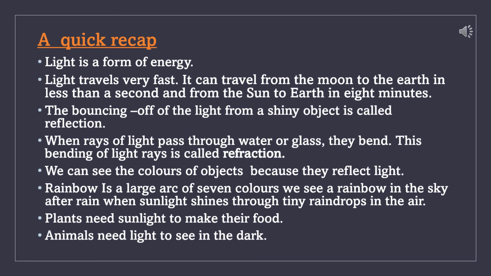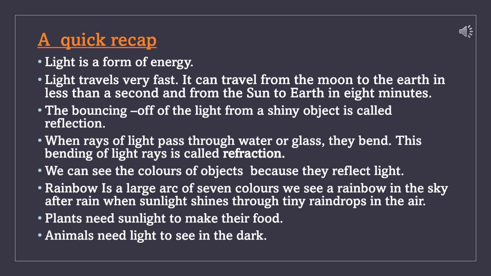It's time to recap. What we have learned in this unit is that light is a form of energy and light travels very fast. It can travel from the moon to the earth in less than a second and from the sun to the earth in less than 8 minutes. And the bouncing off of the light from a shiny object is called reflection. When rays of light pass through water or glass, they bend. This bending of light is called refraction, and we can see the colors of objects because they reflect light.